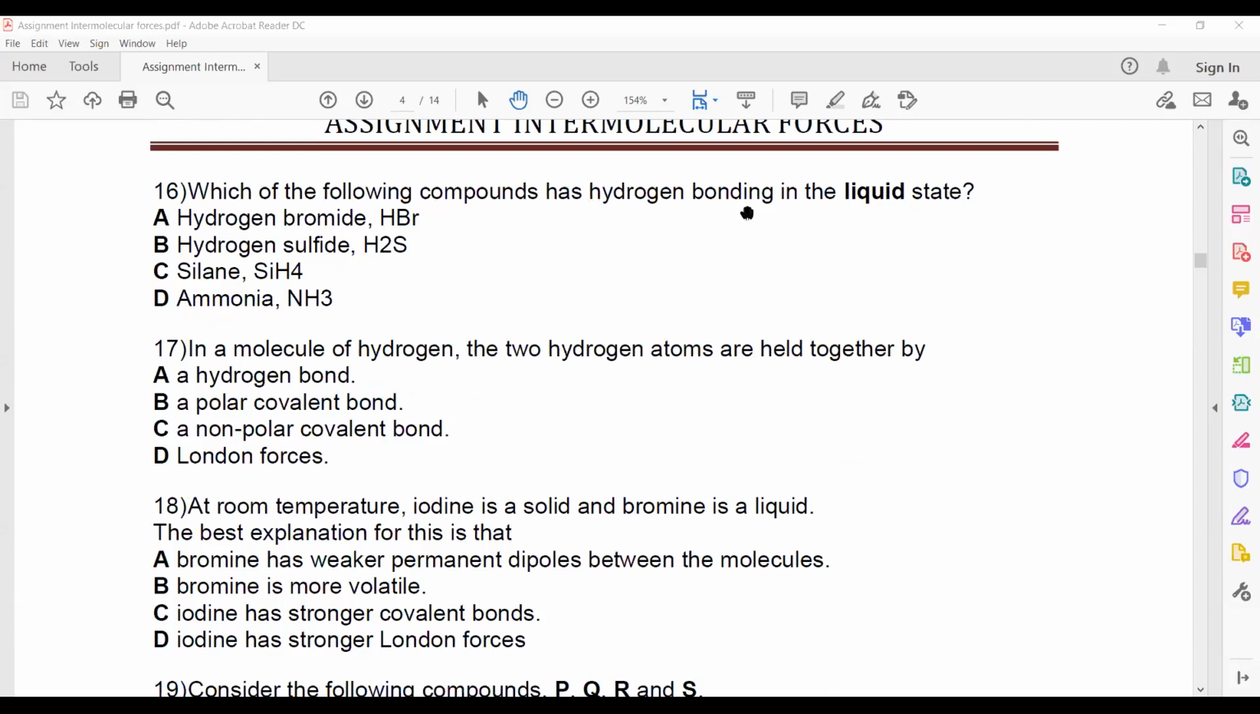Which of the following compounds has hydrogen bond in a liquid state? Basically, you can tell directly: hydrogen bond can only form when nitrogen forms a bond with hydrogen, oxygen forms a bond with hydrogen, or fluorine forms a bond with hydrogen. So D is the right answer.